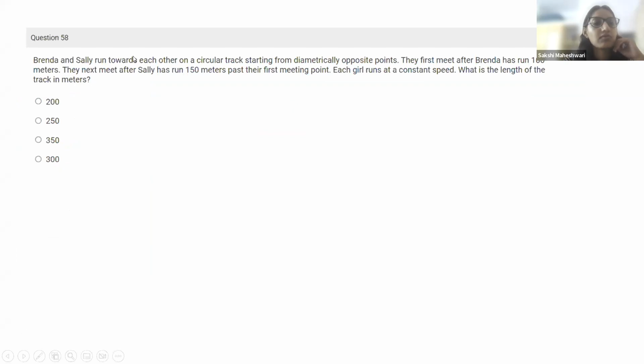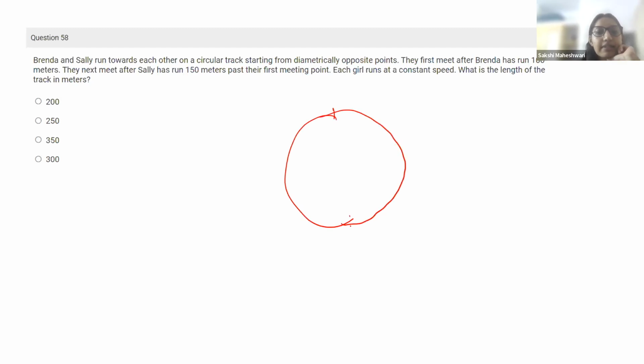Yeah. So let's move to the next question. There is a circular track, and Brenda and Sally start from diametrically opposite points and run towards each other. They first meet after Brenda has run 100 meters. So for example, this is 100 meters. This is Brenda and this is Sally.